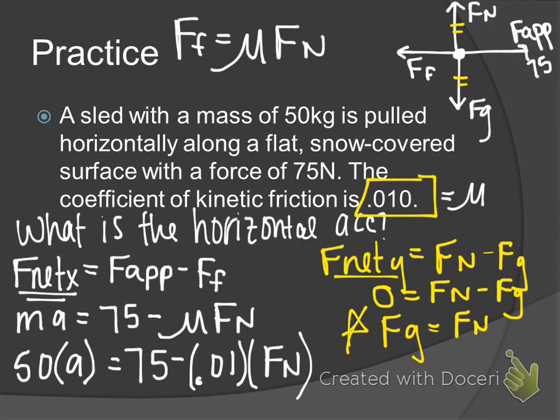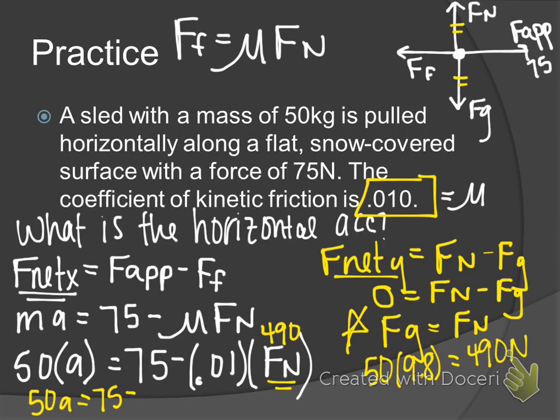So that means to find the normal force, we're going to take mass times gravity. So we need our calculators out if we don't have those yet. Mass times gravity gives us our normal force of 490 newtons. All right, that means I can plug that back in over here for our normal force. 490 goes here. And now we can solve for our acceleration. We'll have 50 times a equals 75 minus 4.9.